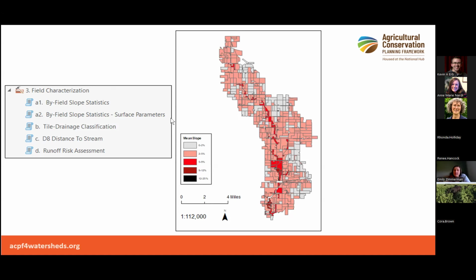So this is a map. This is that same watershed, and so what you're looking at here is our mean slopes that are going to follow soil unit classification. So gray 0 to 2 up to this really dark color of 12 to 25% slope. This particular watershed is relatively flat. It's on the Des Moines Lobe in central Iowa. So really the only elevation that you're seeing is right along that perennial stream reach.